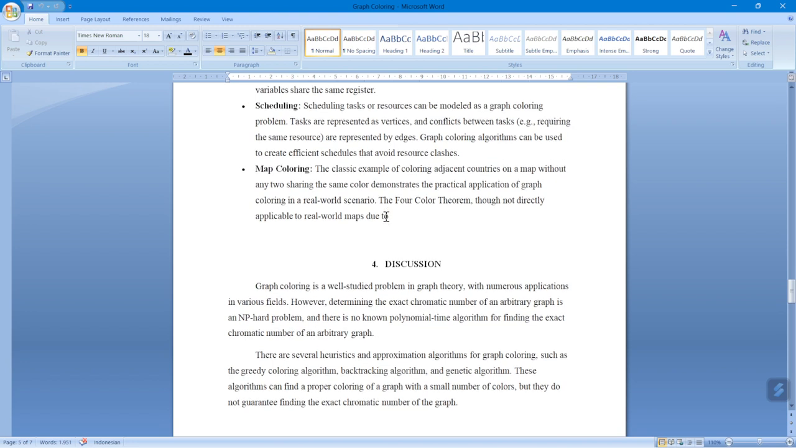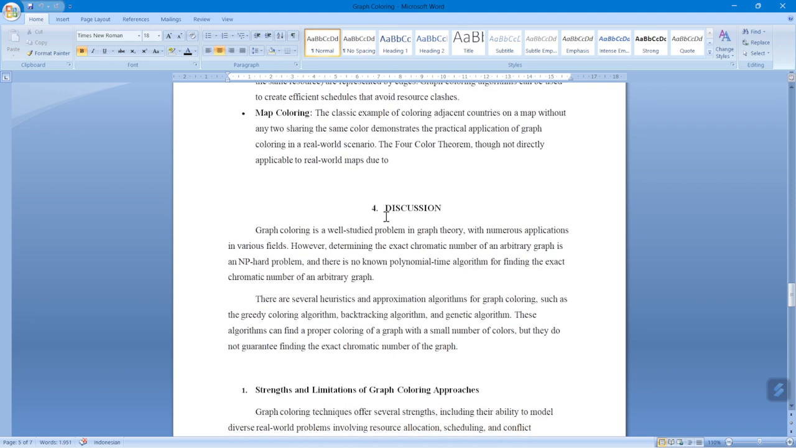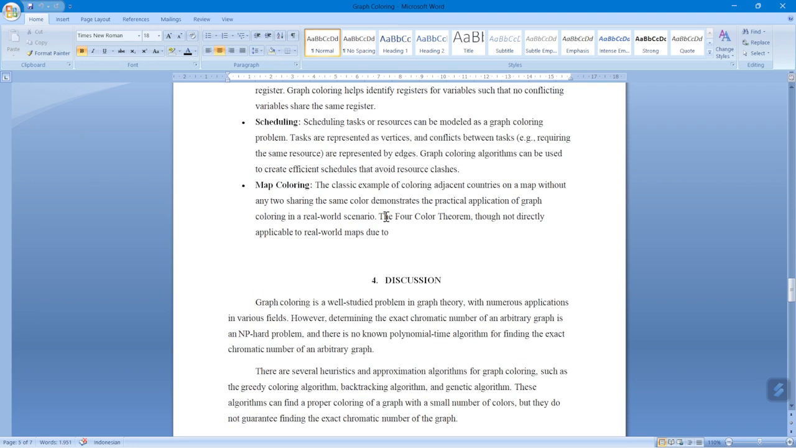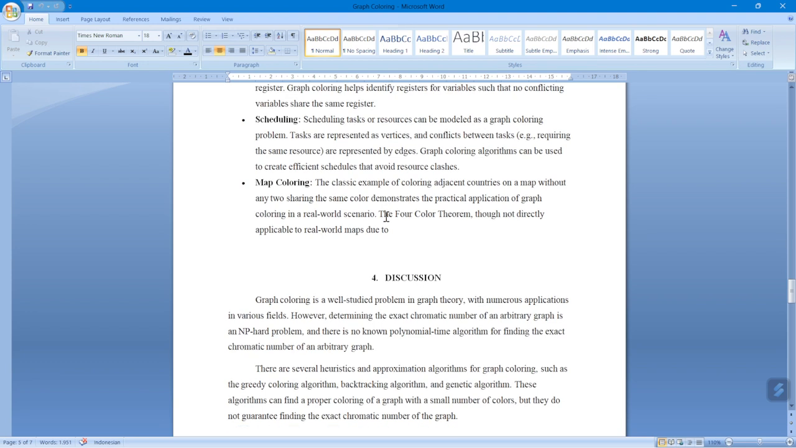though not directly applicable to real-world maps. Practical considerations and challenges in real-world applications: applying graph coloring techniques to real-world problems often involves overcoming practical challenges, including integration with existing systems and ensuring compatibility.